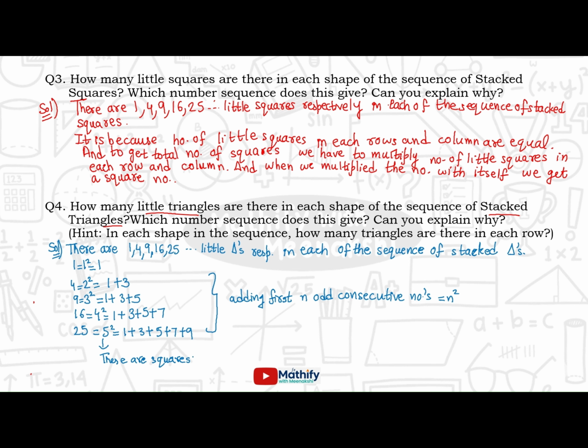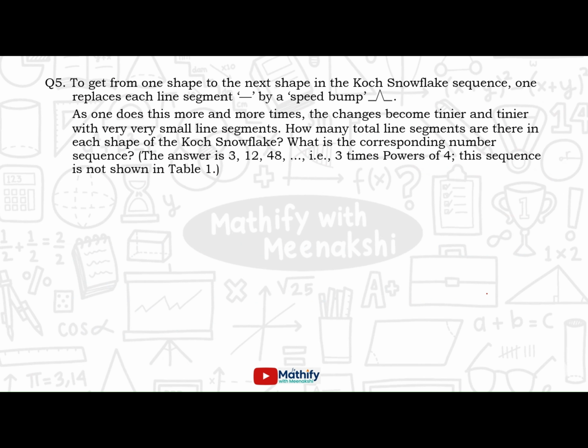Let's move to the last question of this chapter. Question number 5. To get from one shape to the next shape in the Koch snowflake sequence, one replaces each line segment by a speed bump. That means you're replacing one line segment with four line segments. As one does this more and more times, the changes become tinier and tinier, with very, very small line segments. How many total line segments are there in each shape of the Koch snowflake? What is the corresponding number sequence?